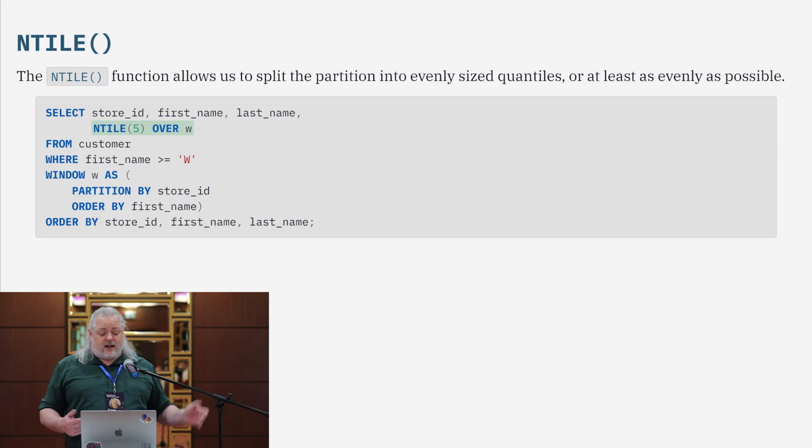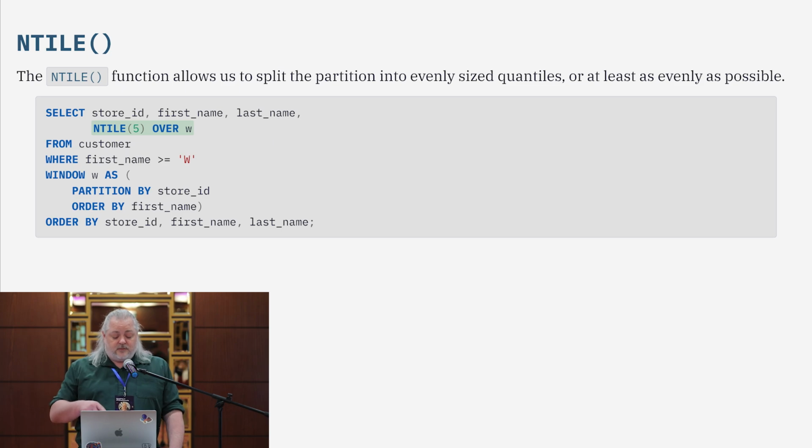In store 2, we have 11 people, I think. I didn't recount, but that's not divisible by 5. And so we've got 3 in the first bucket, and then 2 in the second bucket, and then 2 in the third and fourth bucket, but it looks weird because the ties are still causing problems here, and then 2 in the fifth bucket. So if there were a 12th row, it would go into bucket 2, and a 13th row would go into bucket 3, and so on. So it divides it into buckets of 5 people, because I said ntile 5. If I wanted 6, I'd put 6.